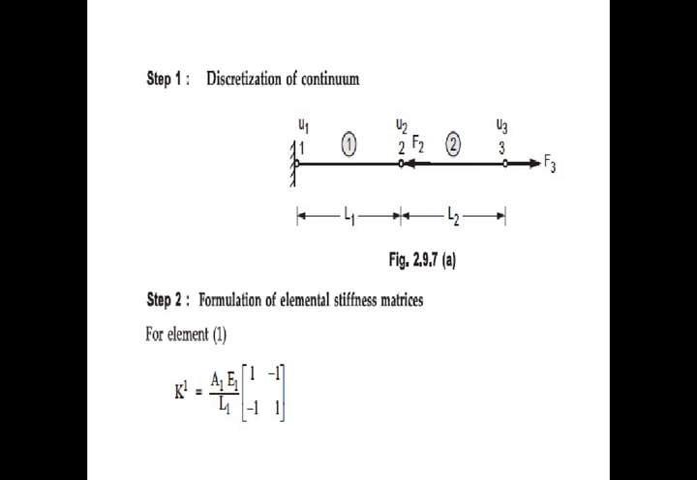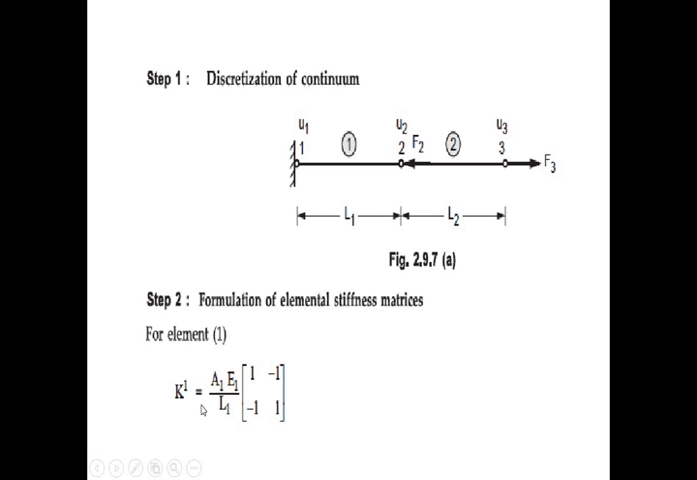So the free body diagram for the given numerical has a fixed end, and the total number of nodes is 3, nodes 1, 2, 3, and there are 2 elements. Element number 1 is connected by the end nodes 1, 2 and element number 2 is connected by the end nodes 2, 3. U1, U2, U3 are the displacements at nodes 1, 2, 3.